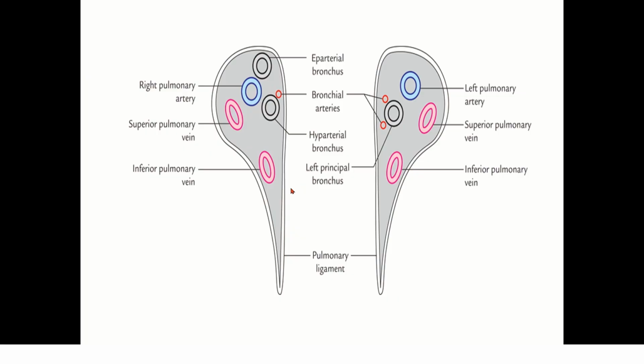But if you see from above downwards, it is different on the right and left side. On the right side, from above downwards, it is the eparterial bronchus, the pulmonary artery, and the hypoarterial bronchus, and the lower pulmonary vein. Whereas on the left side, it is the pulmonary artery, the principal bronchus, and the inferior pulmonary vein. So it differs from above downwards on the right and left side, whereas from anterior to posterior it is the same: superior pulmonary vein, pulmonary artery, and the bronchus with the bronchial vessels.